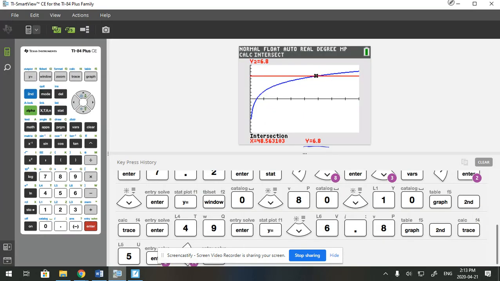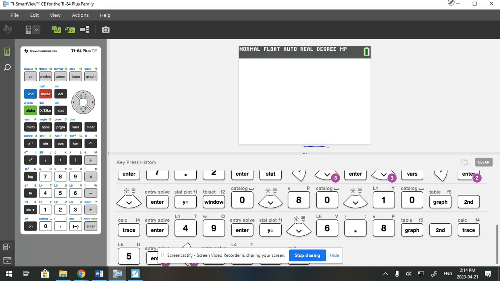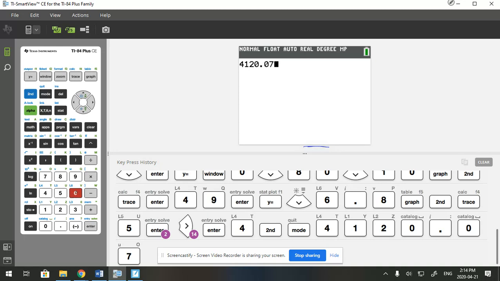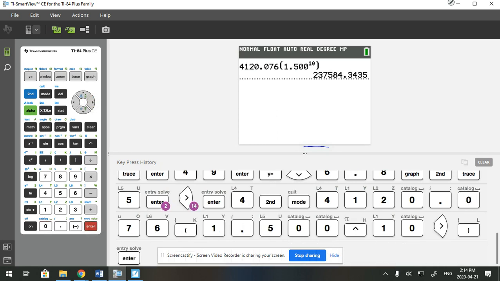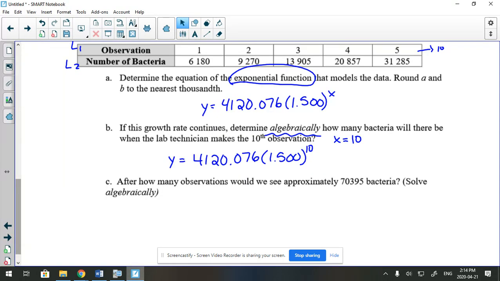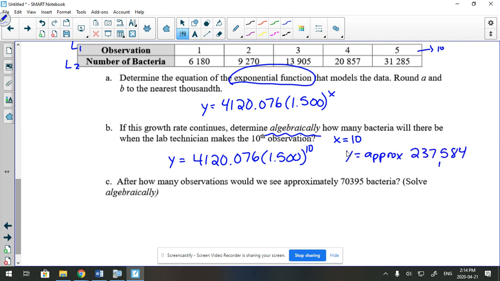So we would have 4,120.076 times 1.500 to the exponent 10. And then it'll tell you how many bacteria approximately. If you did it on your calculator, you'll see the answer might be higher or lower than that on your calculator, because here we've done the rounded version instead of the exact stored version. So that was approximately 237,584 bacteria.